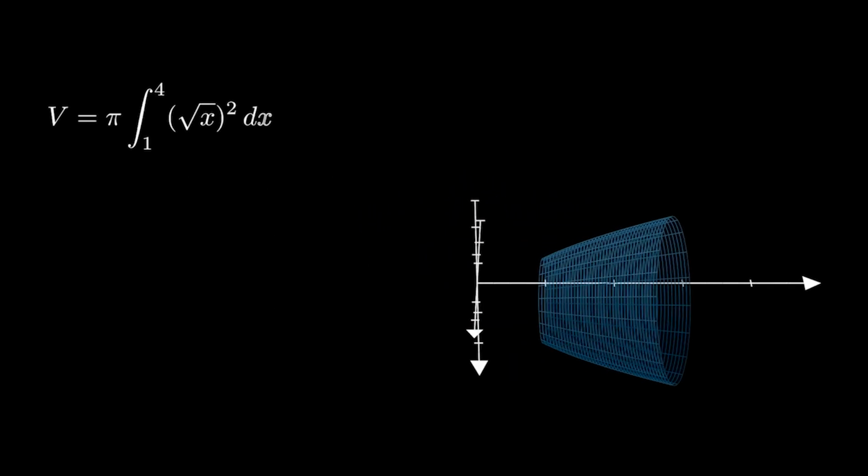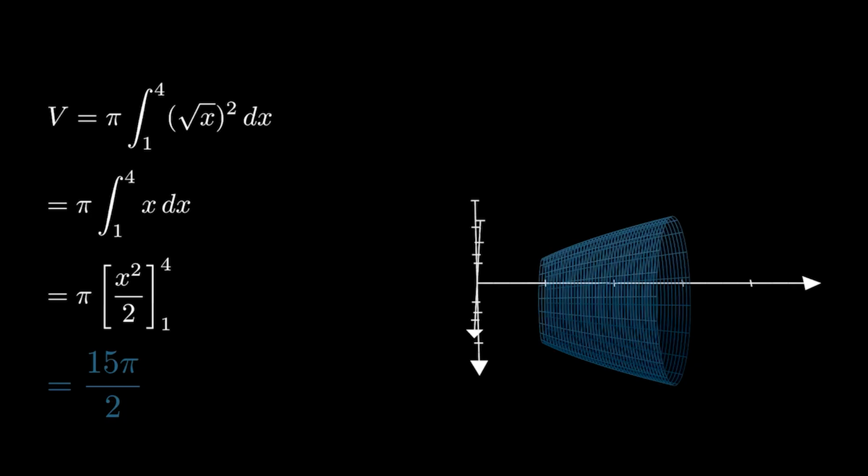So doing this, we get V is equal to pi times the integral between x equals 1 and x equals 4 of root x squared dx. And once we follow the patterns here, we get pi times x squared over 2 between 1 and 4, which finally gives us an answer of 15 pi over 2 units cubed.